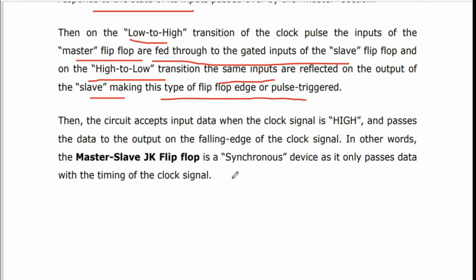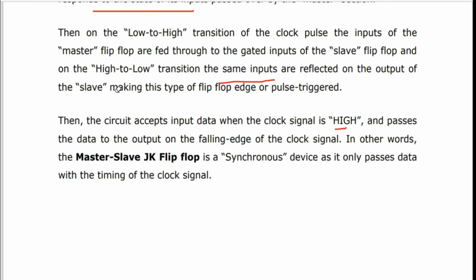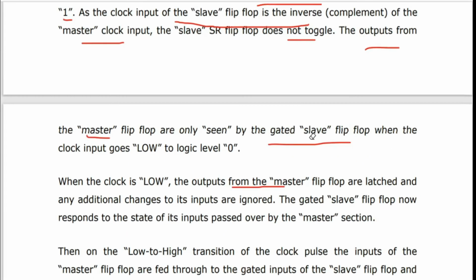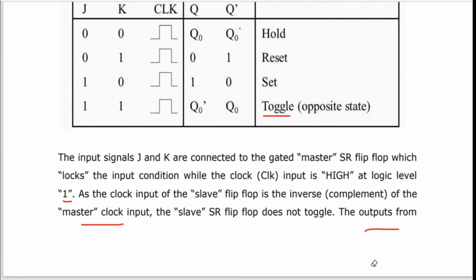So the circuit accepts the input when the clock signal is high and passes the data to the output on the falling edge of the clock signal. In other words, the master slave JK flip-flop is a synchronous device, as it only passes the data with the timing of the clock signal. So this is how, students, your master slave JK flip-flop performs its necessary operation.